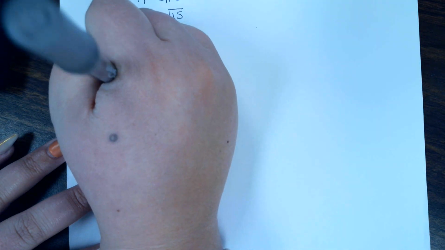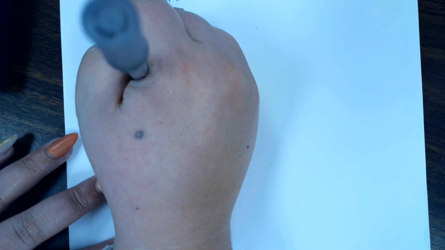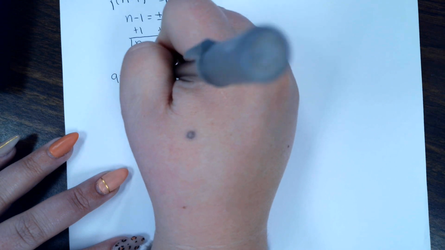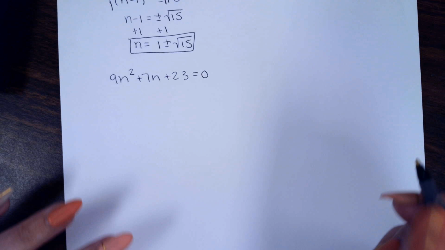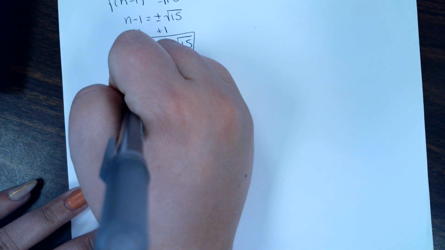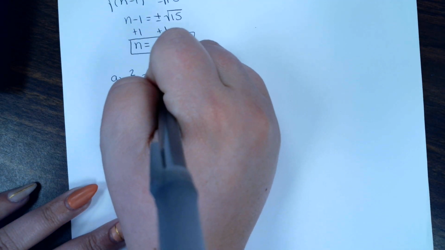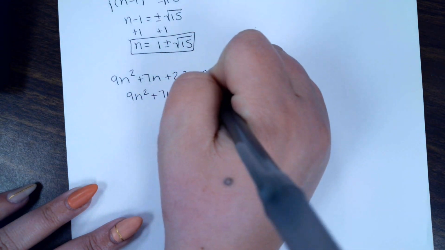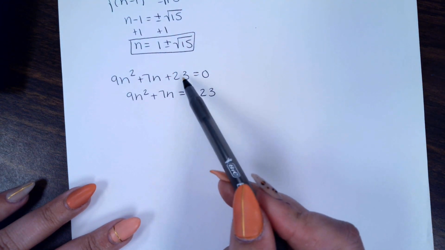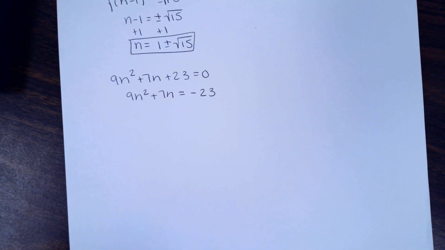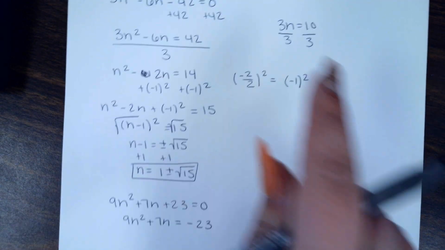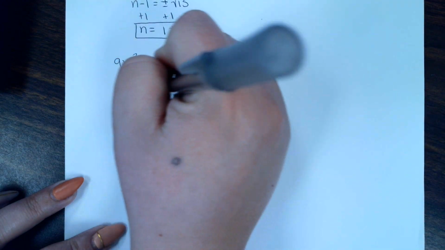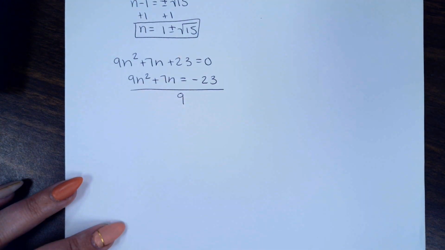How about 9n squared plus 7n plus 23 equals 0. So let's move the 23, so we'll have 9n squared plus 7n equals -23. You can really move this before or after, as long as the constants are on one side and the variables on the other. Now, just like up here, how we divided everything by our leading coefficient, we're going to do the same thing. So we're going to divide everything by 9.